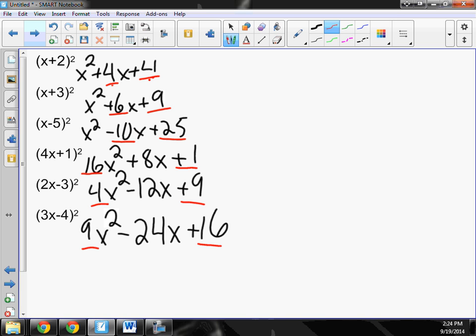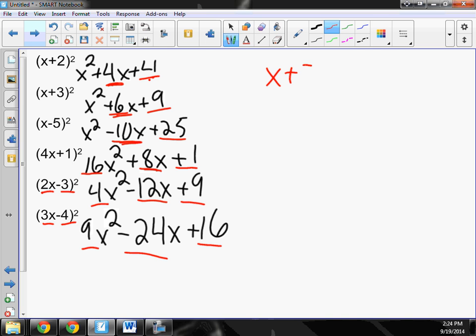Okay, well, we use double up here, so we can still use double, right? This is double the product of the two terms. So 4x times 1 is 4x, double that, 8x. 2x times negative 3 is negative 6x, double that, and I get negative 12. Okay? 3x times negative 4 is negative 12x, double that, and I get this. So you should be able to do squares really easy.